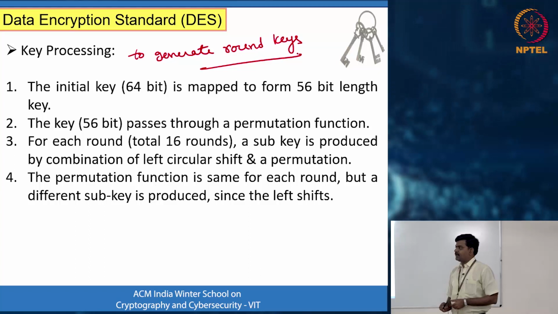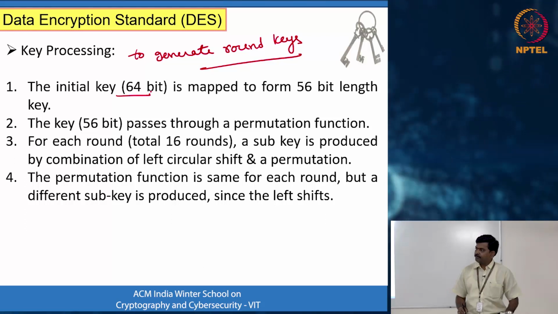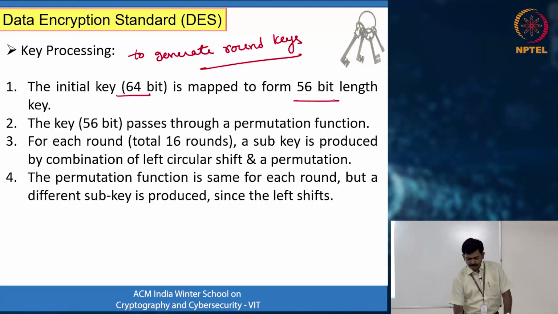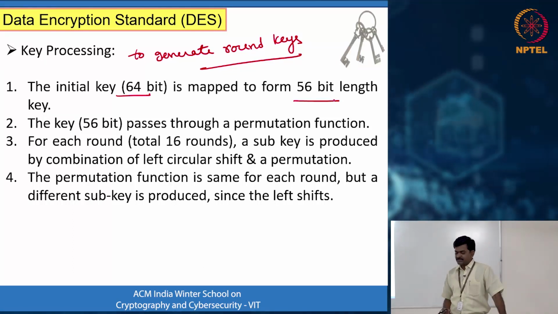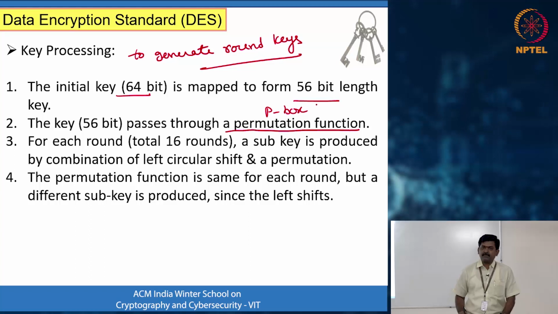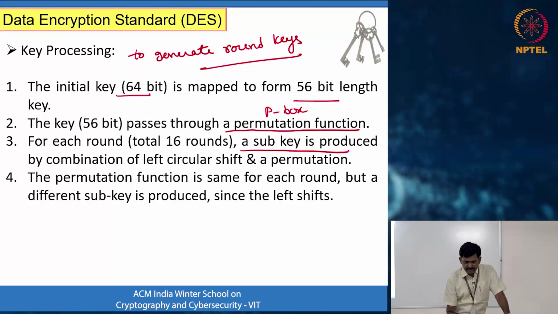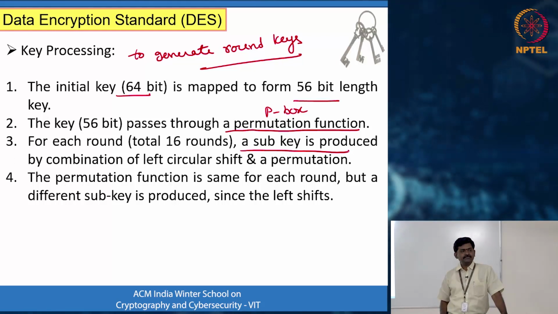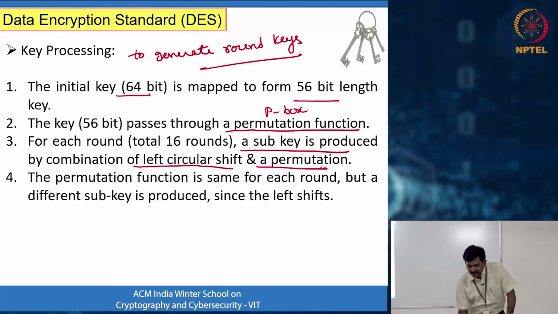If you notice the steps involved in the round key generation process, the initial 64-bit key is mapped to 56-bit. Then the 56-bit key text undergoes a permutation operation, and obviously you need a P box for this, a separate P box. Then for each round you need to generate a subkey. There are 16 rounds. How do you do that? Through operations such as a left circular shift and permutation.